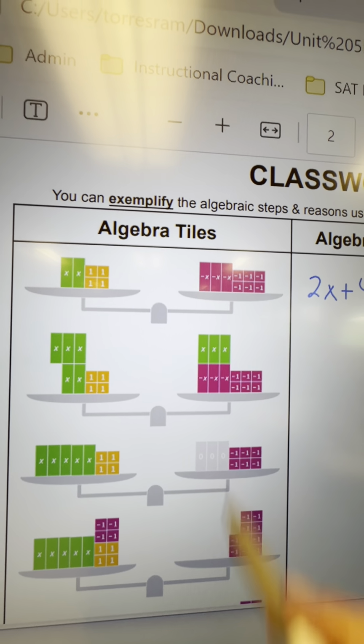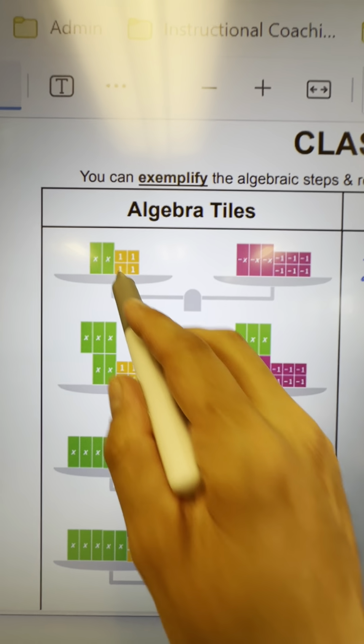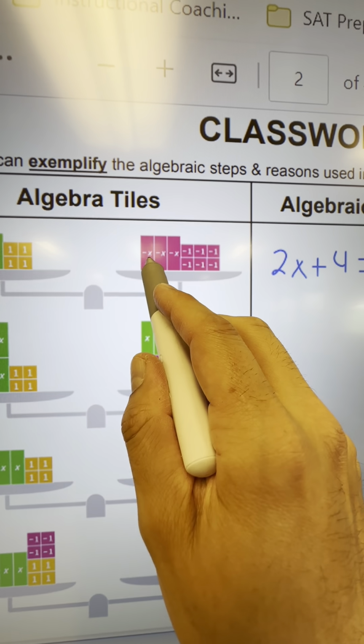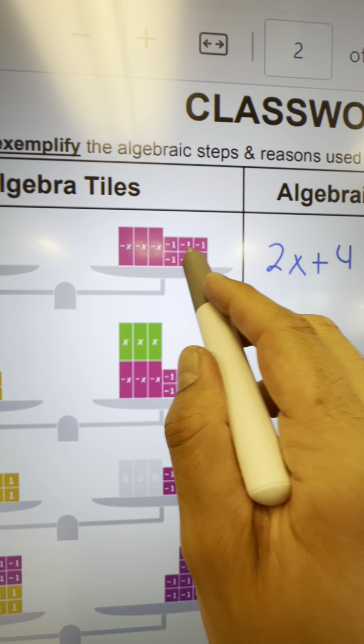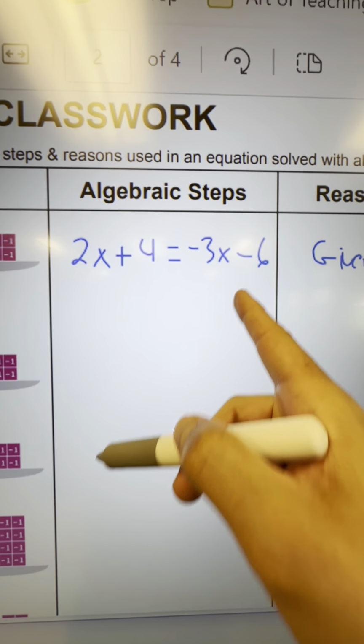All right, here we got problem number 2. So first thing you're going to do is write out your equation. This is 2x plus 4 equals negative 3x, because we have 3 x's that are negative, and minus 6. So this is your equation for the first step, and the reason would be it was given to us.